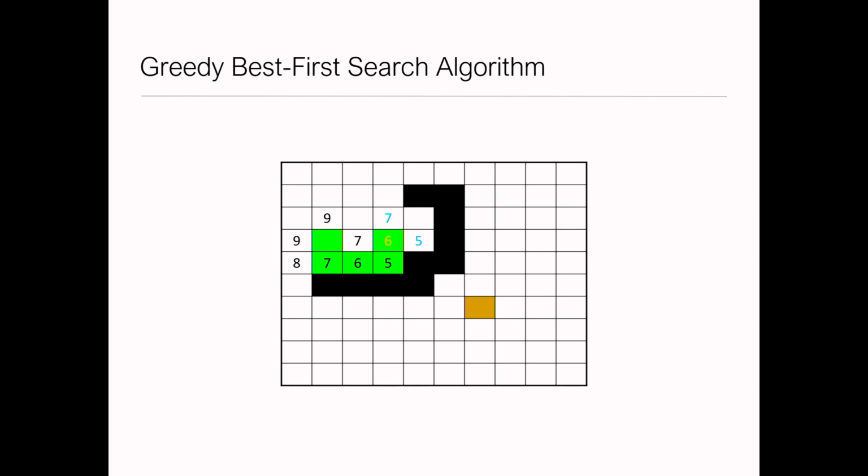And now there's a 7 and a 5. 5's the smallest, so I'm going to evaluate it. There's a 6, so here's the 6 here. That's the smallest value, so I have to evaluate it. It has no neighbors that we haven't visited yet, so we don't have to do any work when we get here.